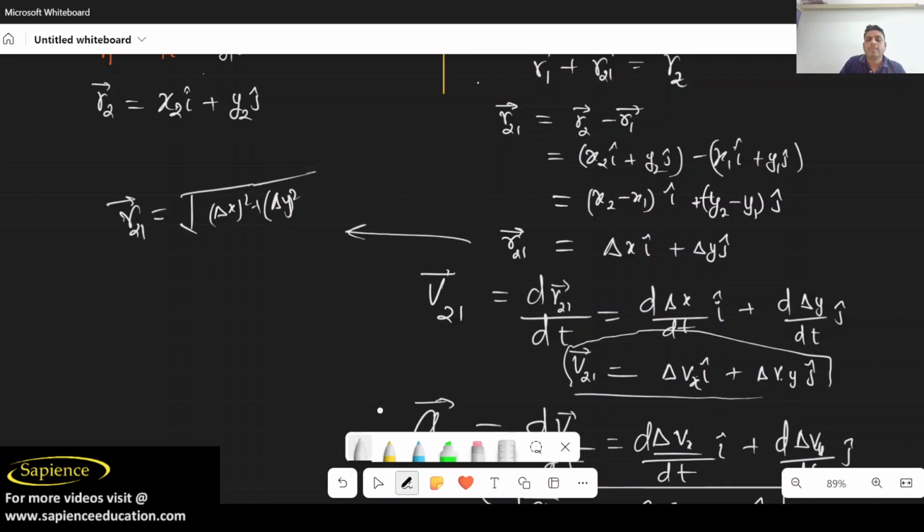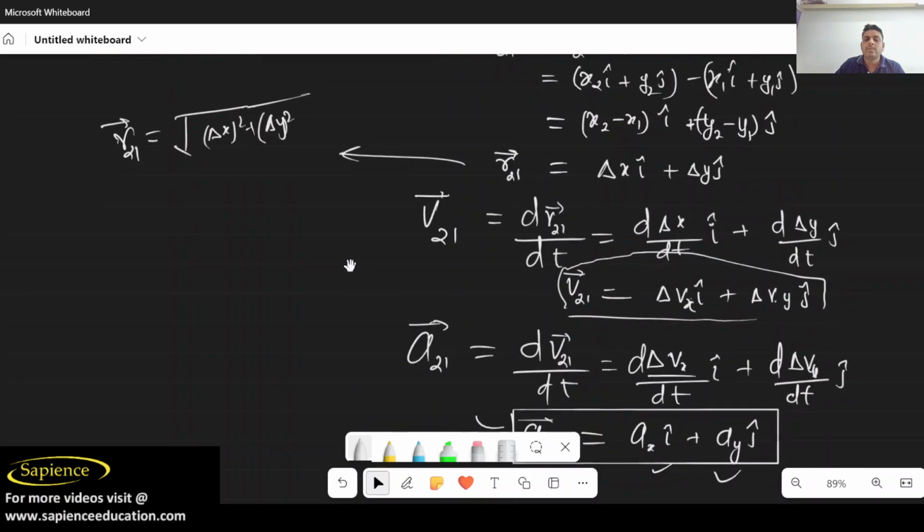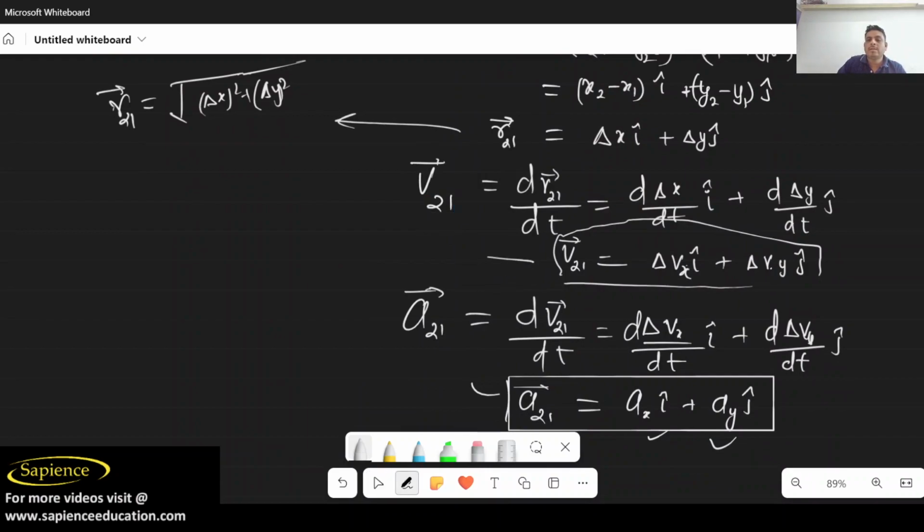So magnitude. If you want to find the magnitude of the velocity, how will you find it? So can we write here (Vx)² plus (Vy)²? So velocity in x component squared plus velocity in y component squared. If you add velocity of x component squared plus velocity of y component squared, you will get the magnitude of the velocity.